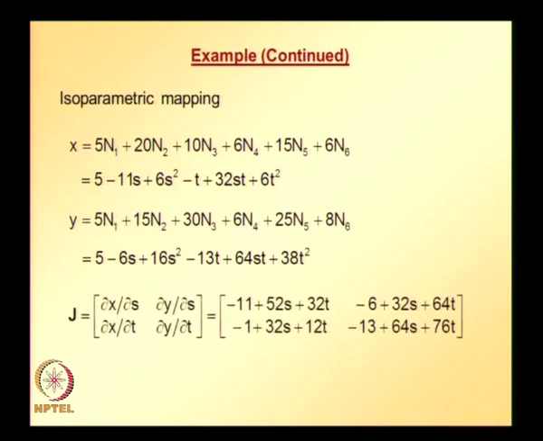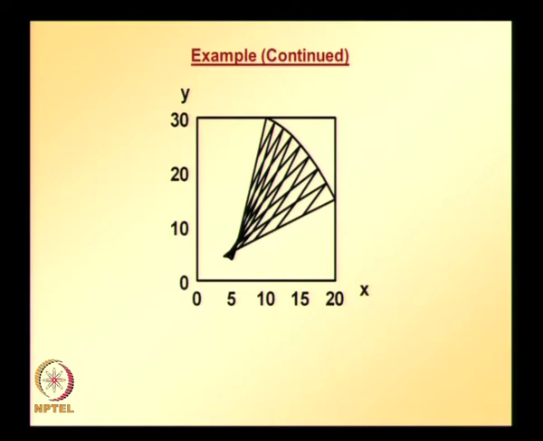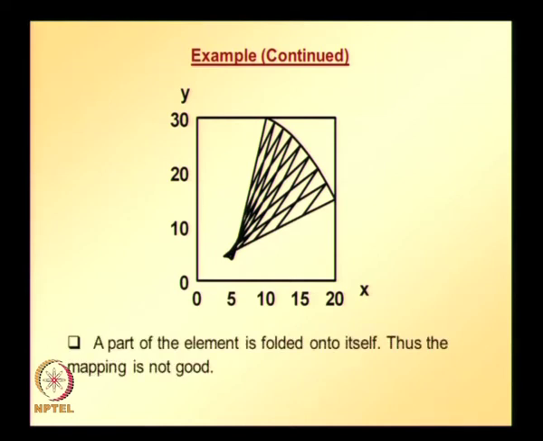So, this is J, which is calculated from x and y, determinant of J, and this is the plot of the x and y expressions in terms of S and T. You can see here a part of the element is folded onto itself, thus the mapping is not good.